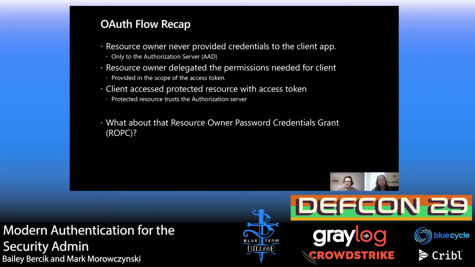Okay, so a few key points I want to make sure we understand from an OAuth flow perspective. So the first thing was that the user or the resource owner never provided their credentials to the client app. The only place that their credentials, their username and password, or however they're authenticating, was used was against the authorization server, which in our case here was Azure AD. This is a really, really good pattern. We did not expose those credentials to the client piece of software. This is really, really good from a security perspective.